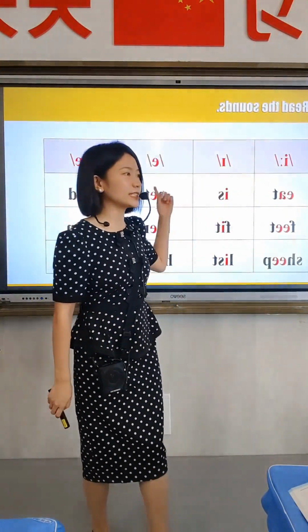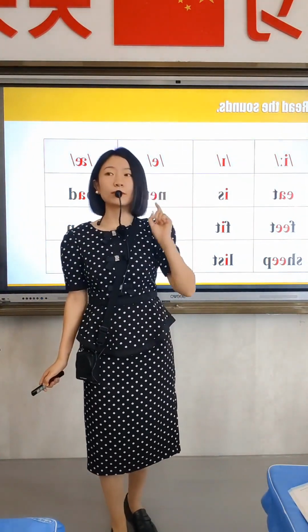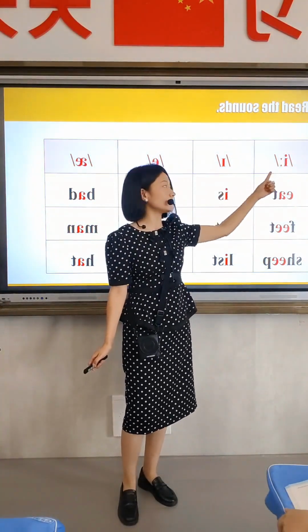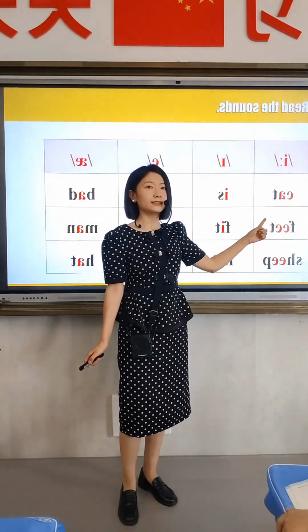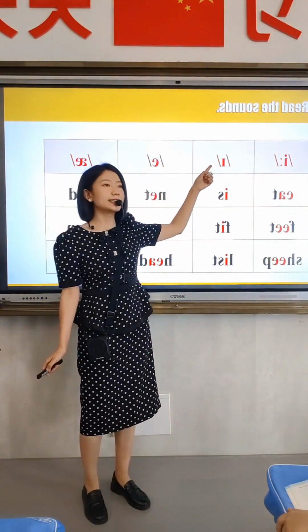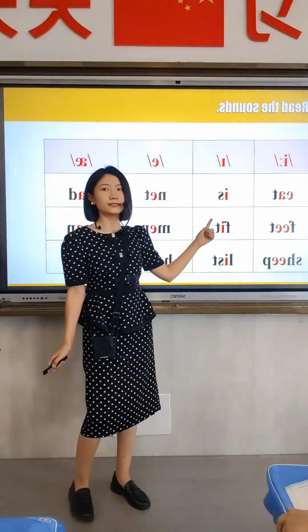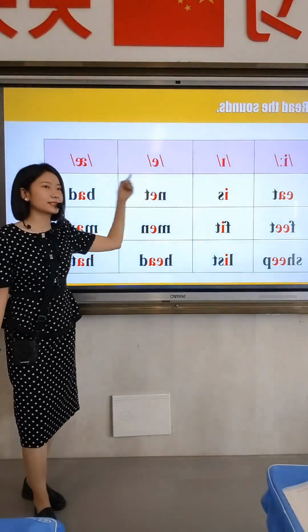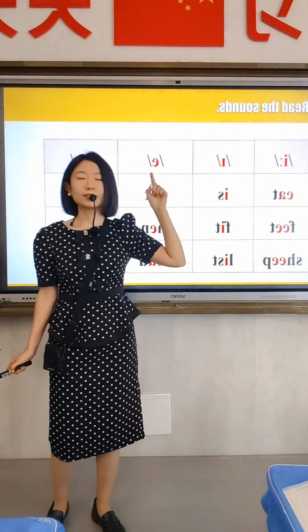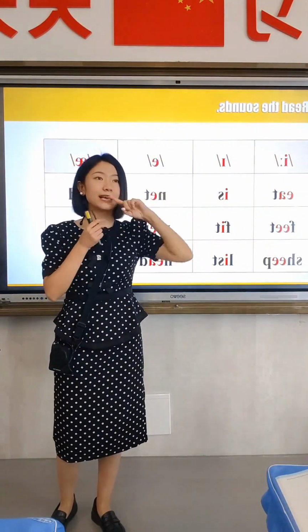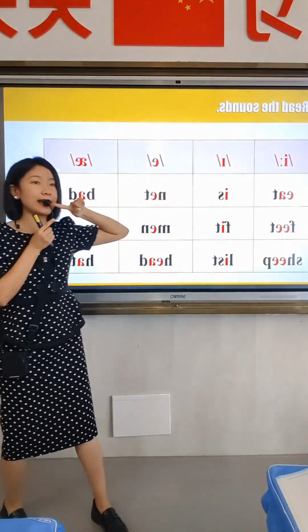Last week we learned these 4 sounds, right? Can we try to read them together? First one. E, is, feet, sheep. A, is, feet, legs. Then what is the difference between these 2? One finger or 2? Which one is for one finger? Yes. Right? Together.